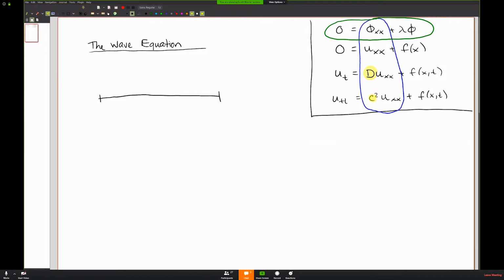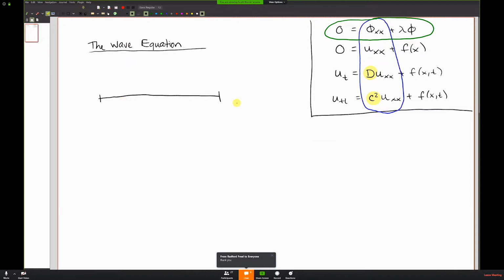As we'll see in this lecture, this coefficient here is going to have a different physical interpretation because this is a different physical context, and I'll save that for the moment when we get to it. So, no problem.